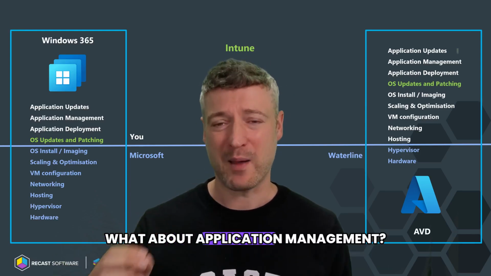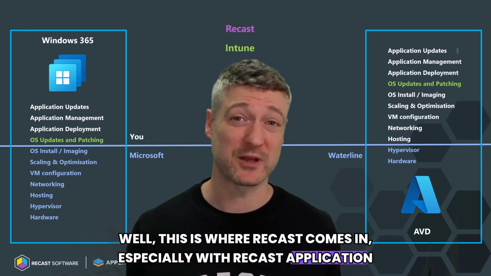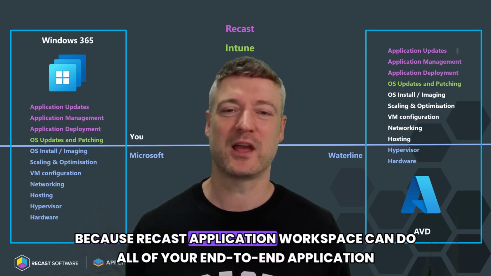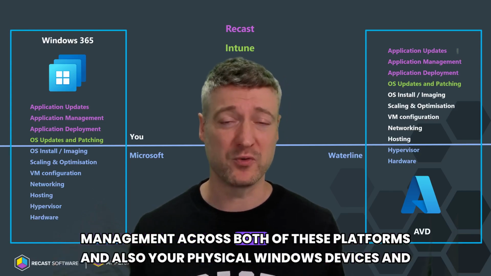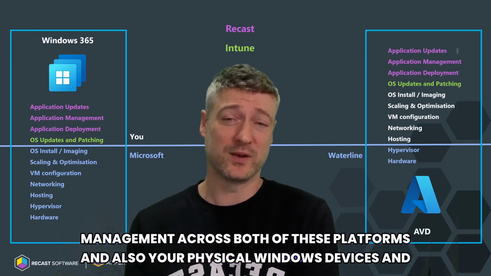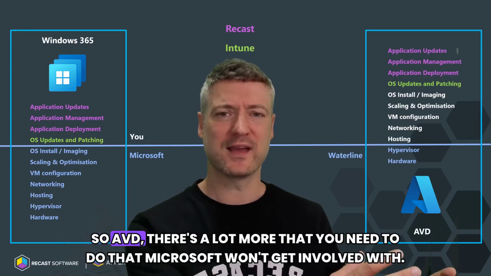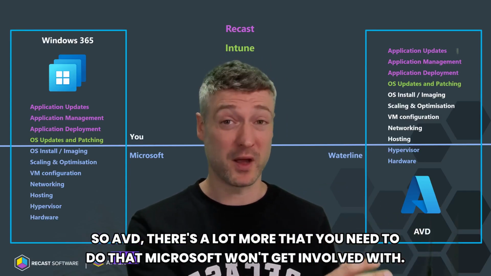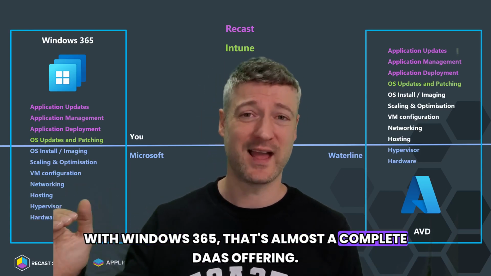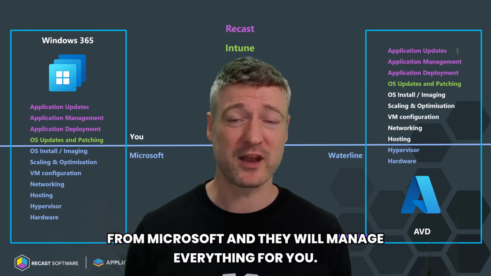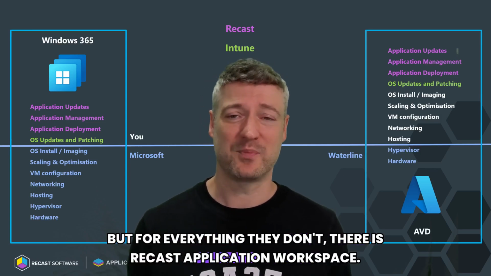What about application management? Well, this is where Recast comes in, especially with Recast Application Workspace, because Recast Application Workspace can do all of your end-to-end application management across both of these platforms and also your physical Windows devices and Mac OS. So this is what it looks like. So AVD. There's a lot more that you need to do that Microsoft won't get involved with. With Windows 365, that's almost a complete DaaS offering from Microsoft, and they will manage everything for you. But for everything they don't, there is Recast Application Workspace.